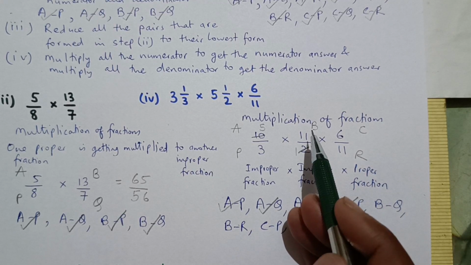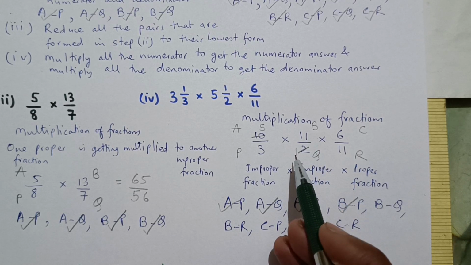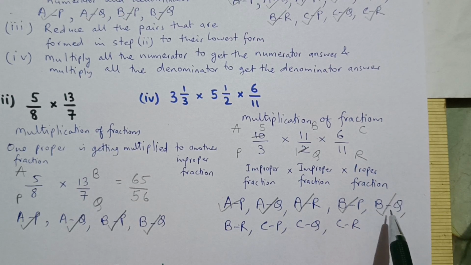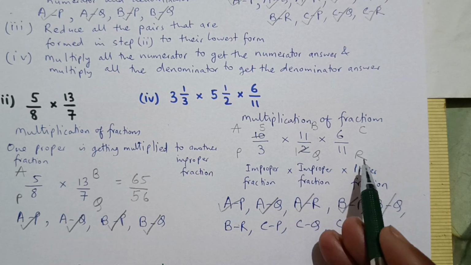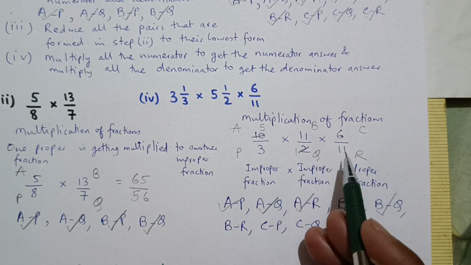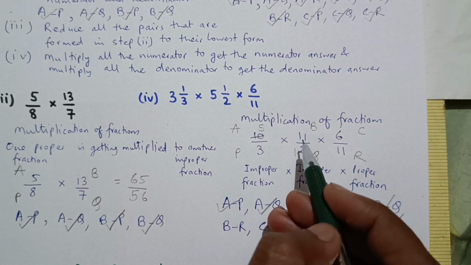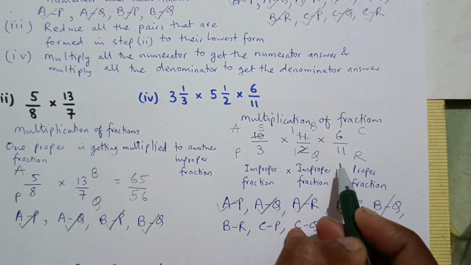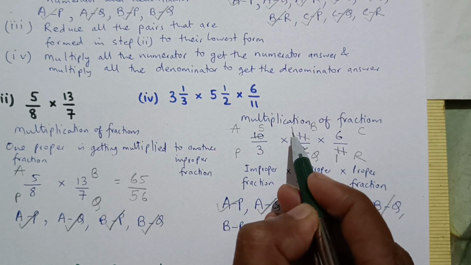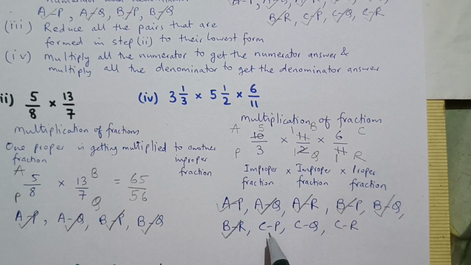Next is BQ. B is 11, Q is 1. So 11 by 1. 11 by 1 also you cannot reduce it any further. So BQ is already in its lowest form. Next is BR. B is 11, R is 11. Yes, 11 by 11. This can be reduced to its lowest form because both of them are divisible by 11. So I will divide both of them by 11. 11 divided by 11 is 1. 11 divided by 11 is 1. So BR now becomes 1 by 1. And this is the lowest form of BR.